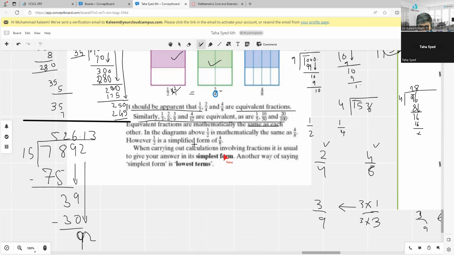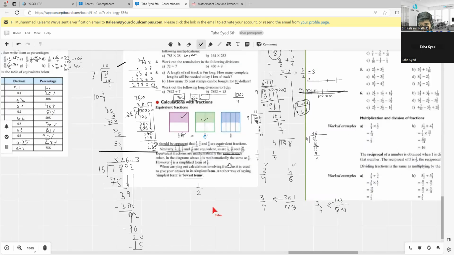However, 1 over 2 is the simplified form of 4 over 8. When carrying out calculations involving fractions, it is usual to give your answer in its simplest form. Another way of saying simplest form is the lowest term. Lowest term means, suppose 1 over 2, this one is the lowest term, simplest form. I think we already studied simplest form, but lowest term is maybe a new word for you. 1 over 2 is the lowest term, which means we cannot simplify it further. Okay, did you understand?